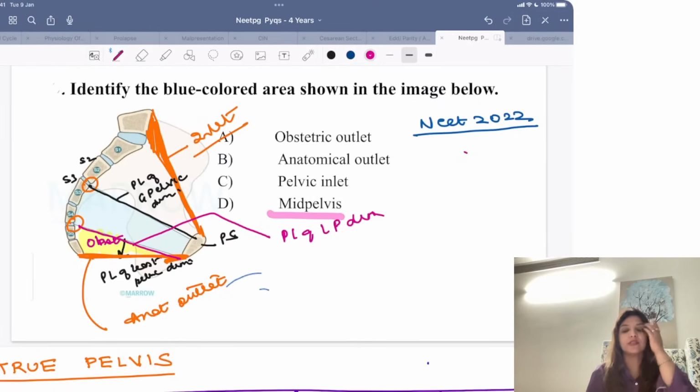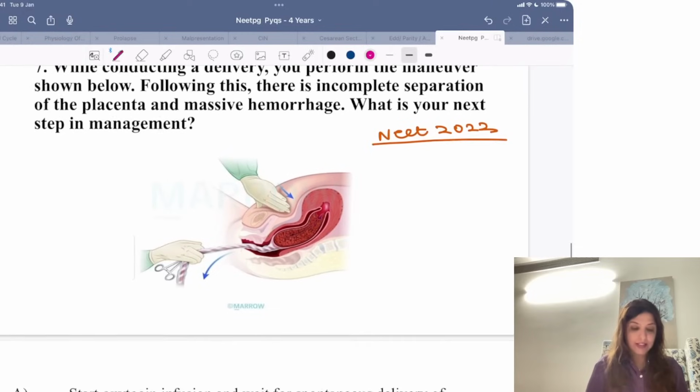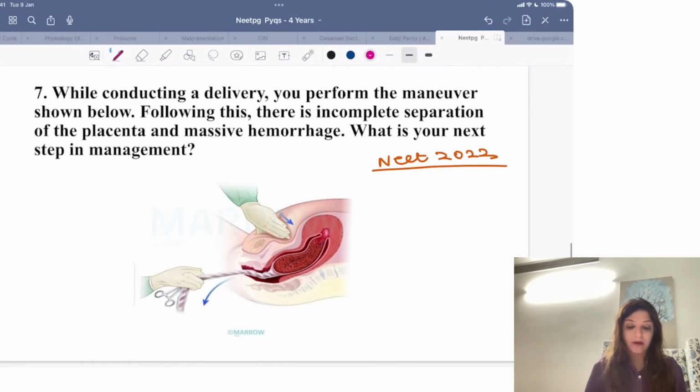Are you understanding this? So this is obstetrical outlet. Clear? So do you now understand, if they mark different areas, how you are going to recognize them? Okay. Next question. While conducting a delivery, you perform the maneuver shown below.